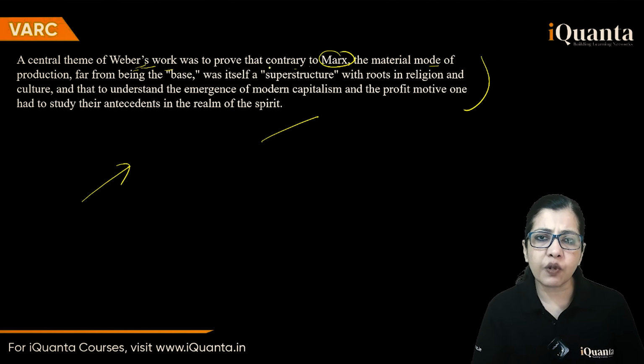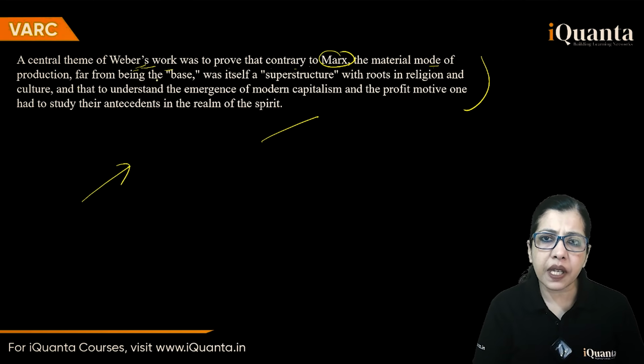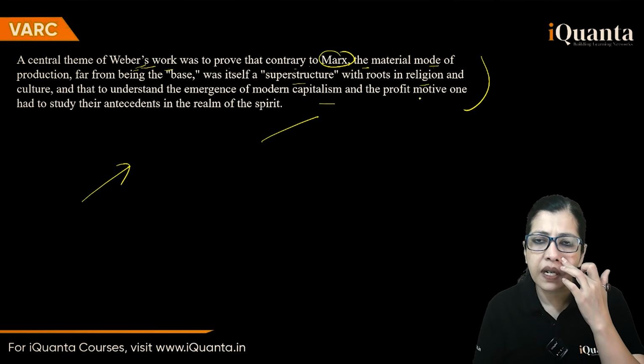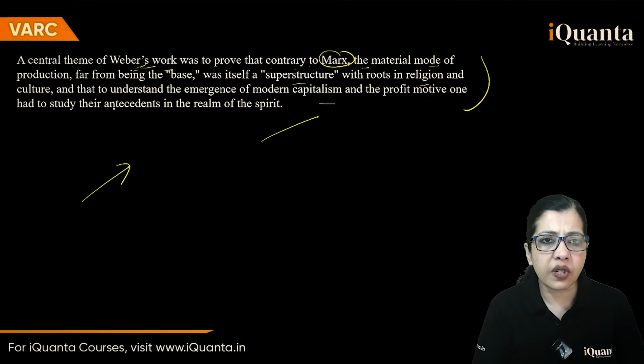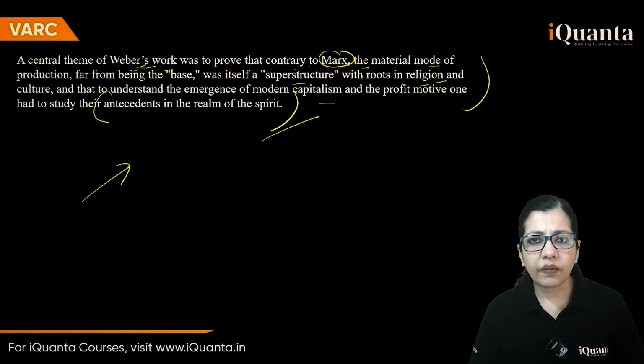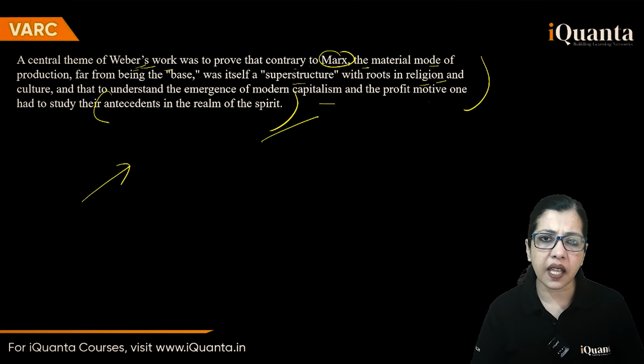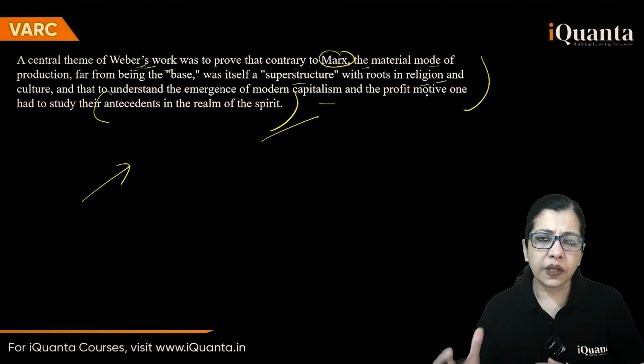Central theme of Weber's work was to prove that contrary to Marx, the material mode of production far from being, now here look, there is a comma, the material mode of production far from being the base was itself a superstructure with roots in religion and culture. Understand the emergence of modern capitalism, profit motive. One had to study these, religion and culture. You cannot separate these, that's what he's saying. So, emergence of modern capitalism and the profit motive is rooted in these things.